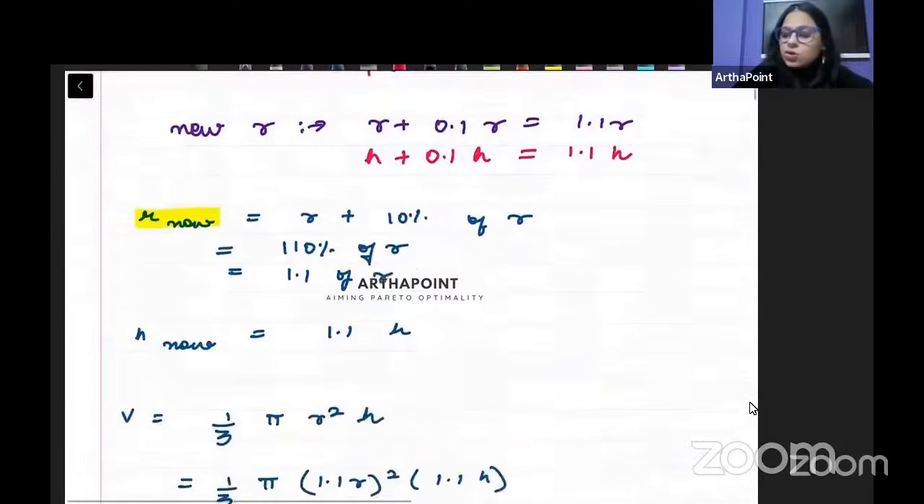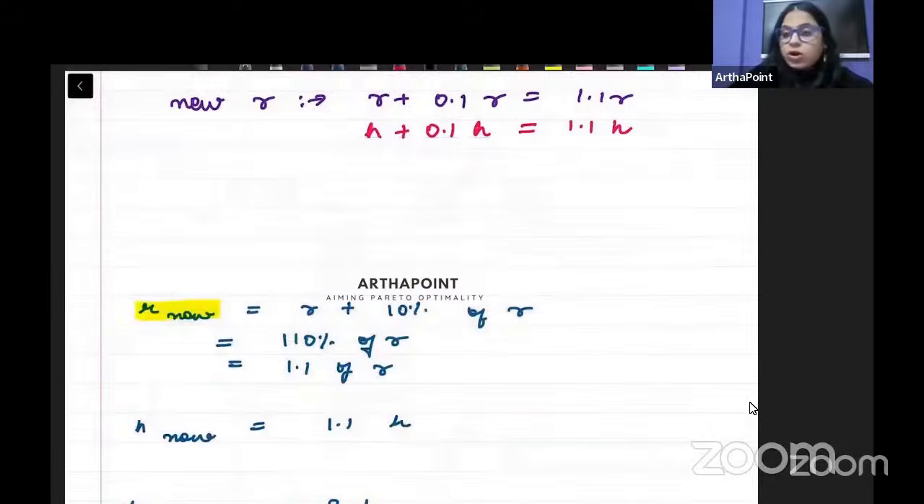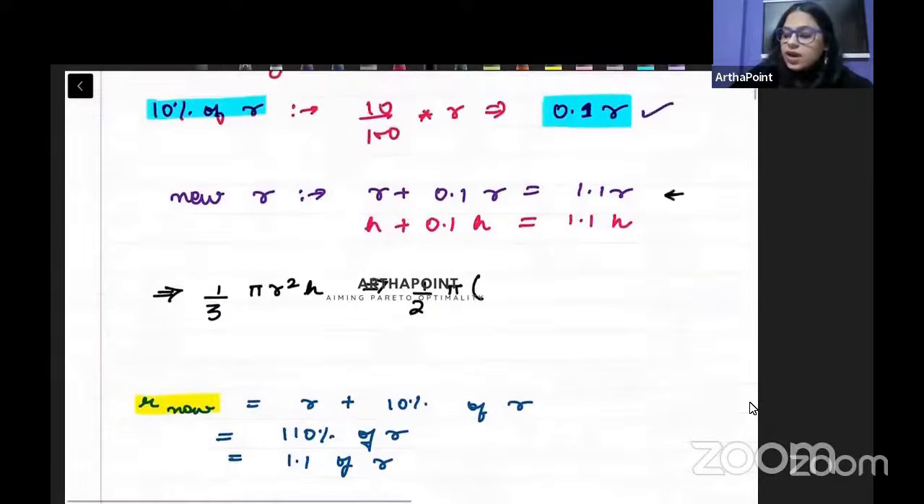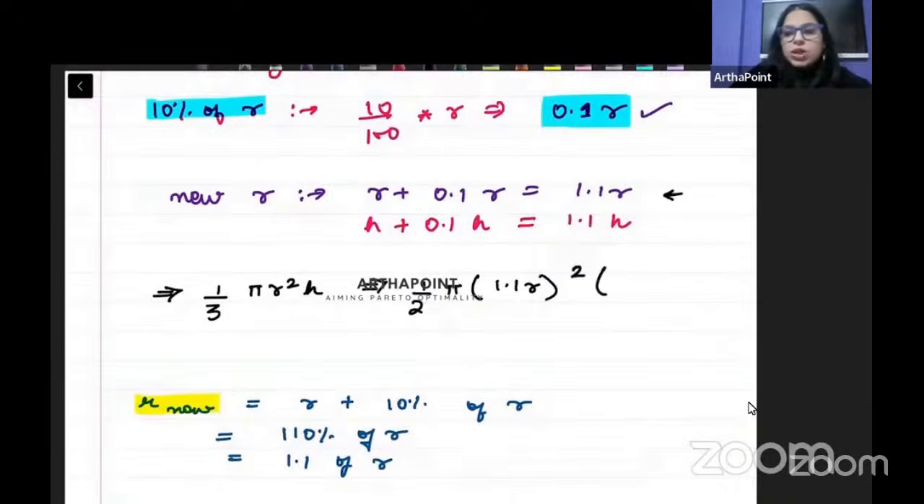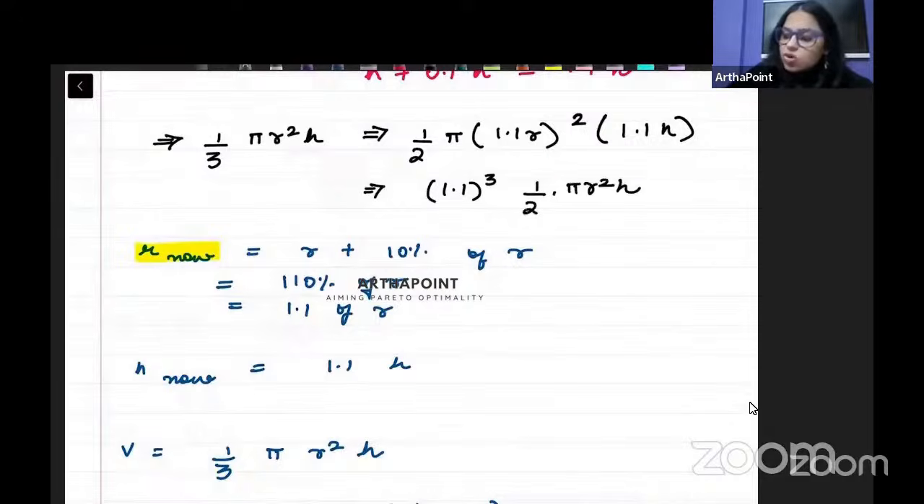Now can you tell me what is going to happen to the volume? So the formula of the volume is, again, this is important that you remember the formula of the volume. The formula of volume is 1 by 3 pi r square into h. So the new r is 1.1 r. The new h is 1.1 h. So if I just plug in the formula here, I will get 1.1 to the power 3 times 1 by 3 pi r square h. But beta, this is your original volume.